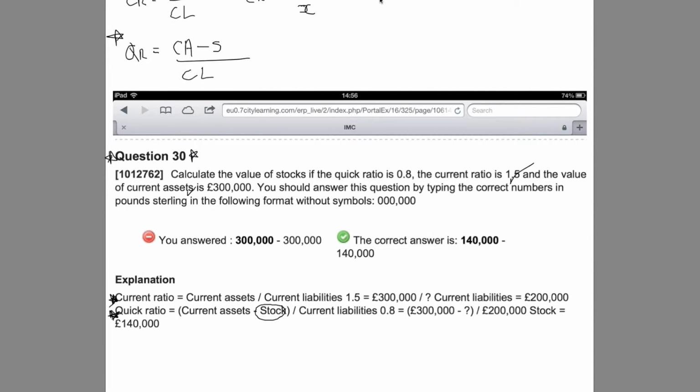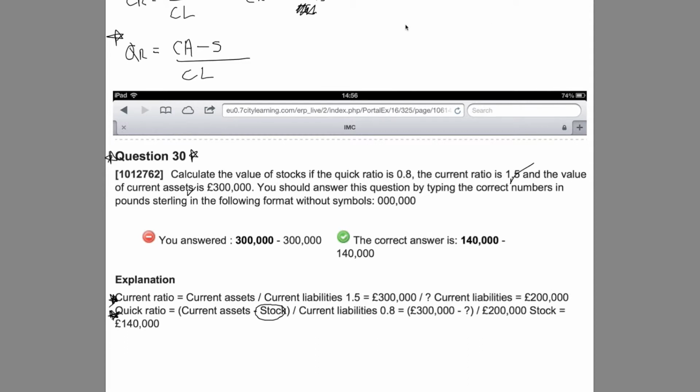So all we do to start with is we get rid of this denominator, so we say 1.5x equals 300,000, and we know that x will equal 300,000 divided by 1.5. Really straightforward algebra. So 300,000 divided by 1.5 is going to equal 200,000, and that equals our current liabilities.